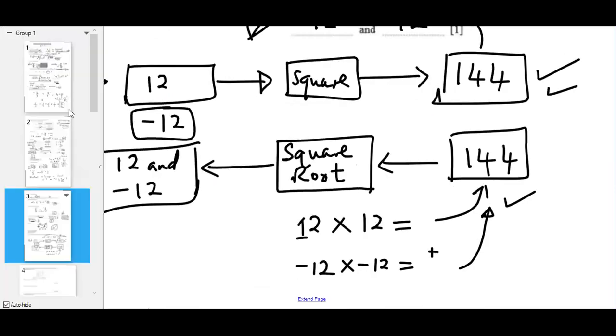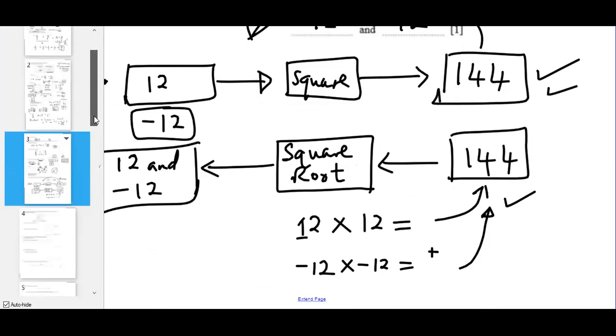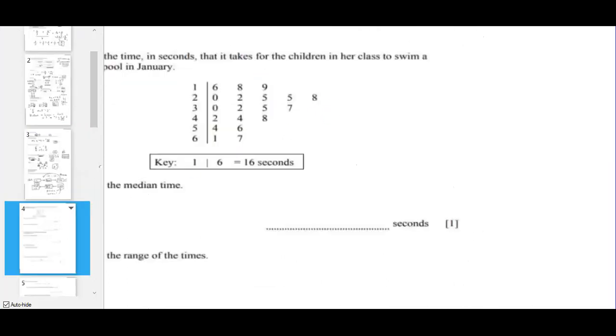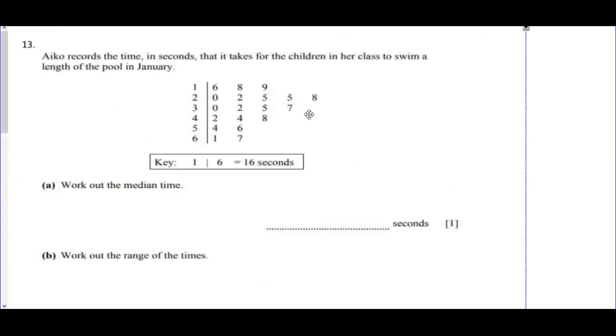Okay, so the next question will be this question. All right, so let us see this question. This question is known as a stem and leaf diagram. And a stem and leaf diagram requires you to be able to read the scale, to read the key, meaning 1 | 6, that is 16 seconds. So this is not 6 according to the key, this is not 6, rather it is 16. And this is not 8, instead it is 18. And this is not 9, instead that is 19. And also this is not 1, rather it is 61 according to the key. And this is not 7, instead that should be 67.